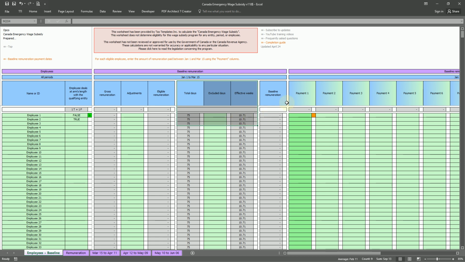To help determine the baseline remuneration for each employee, you can enter the payroll amounts paid between January 1st and March 15th using the available payment columns. We've provided payment columns in this worksheet to support payroll periods as frequent as weekly.